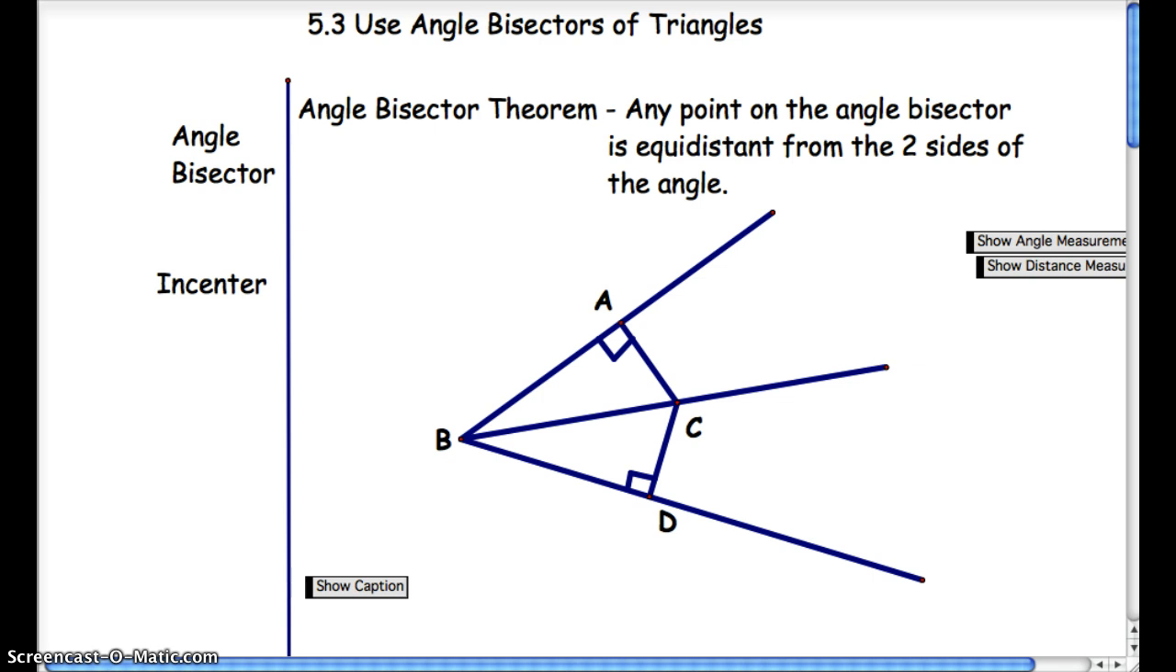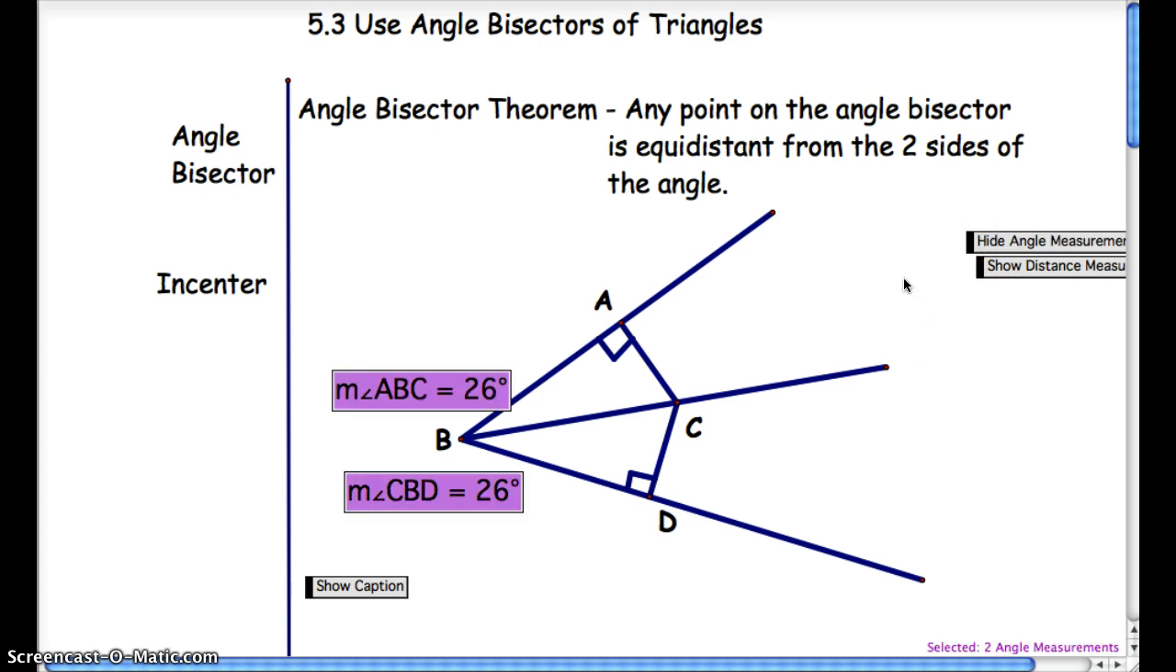Okay, so with that being said, because it's an angle bisector, that means that angles ABC and CBD should be what? Congruent, right? Something like this right here, something like that where they're both 26 degrees.